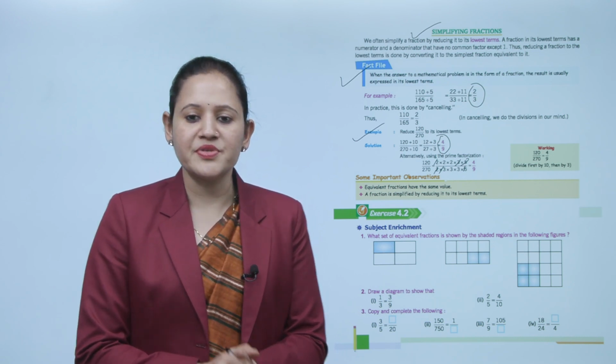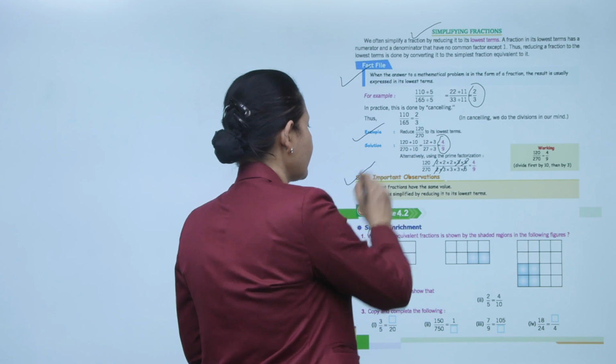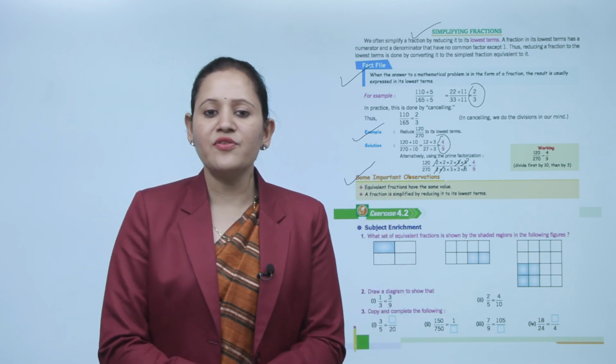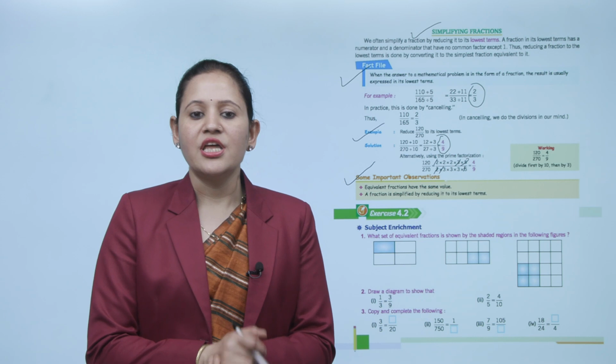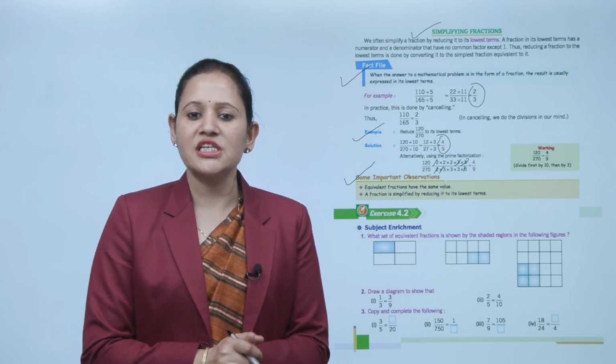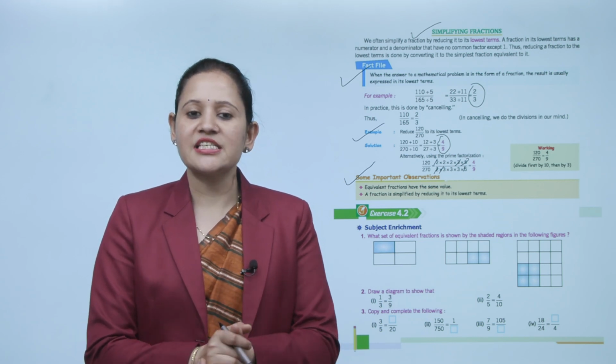Next, some important observations. Equivalent fractions have the same value. The fraction is simplified by reducing it to lowest term. Next is exercise 4.2.